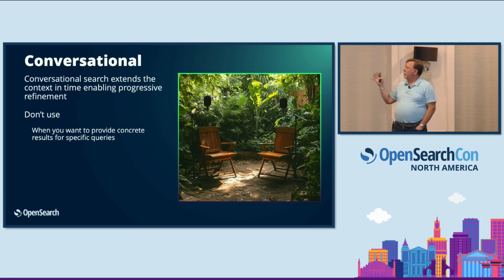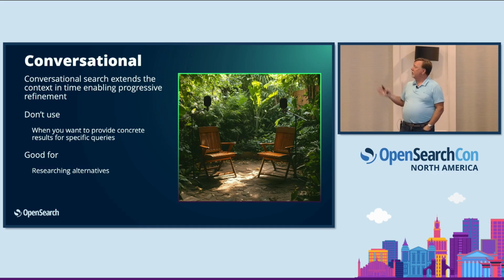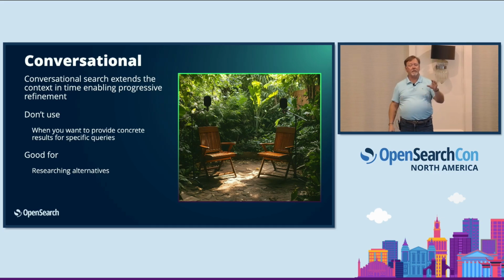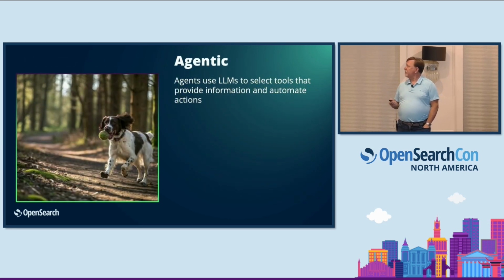So don't use it, again, for very concrete, specific things. I want to buy the blah, blah, blah bushing. Not a good use. But it is good for researchy kinds of use cases, where you have a more extended conversation like, okay, you showed me these jeans, but they're too dark. Show me some lighter jeans, right? And then you're able, through RAG, to take that conversational context and say, okay, these are not the right ones, I'm looking for this. And finally, with agentic, you know, agents use LLMs to select tools.